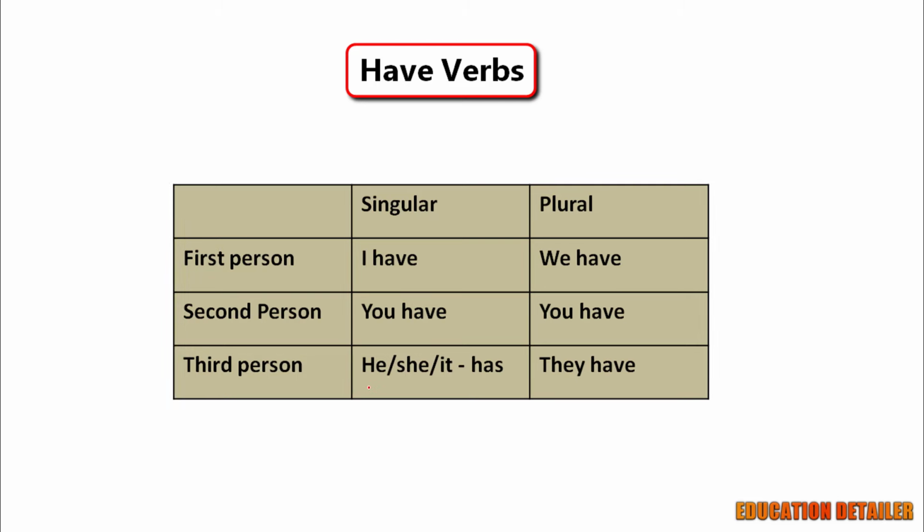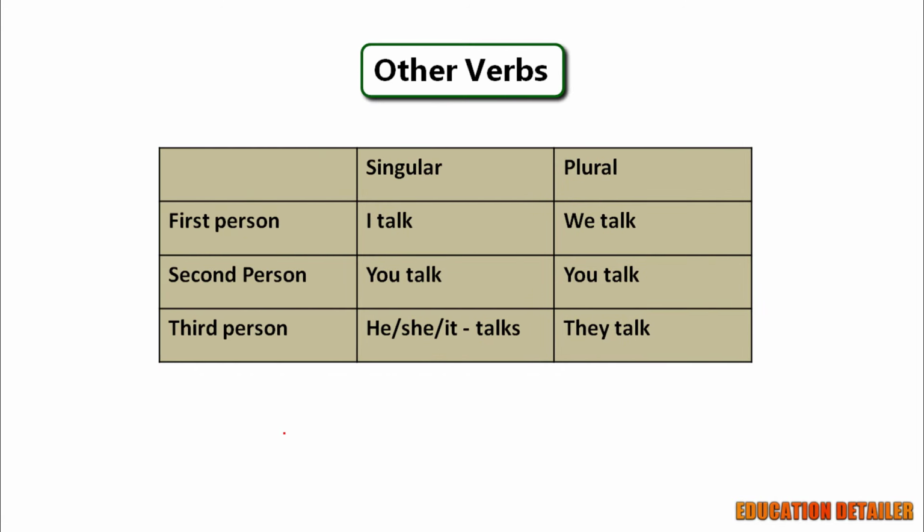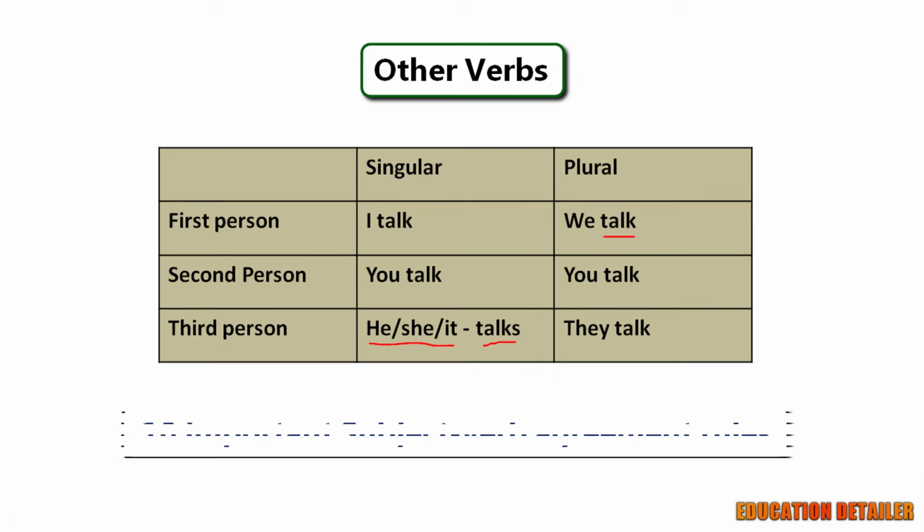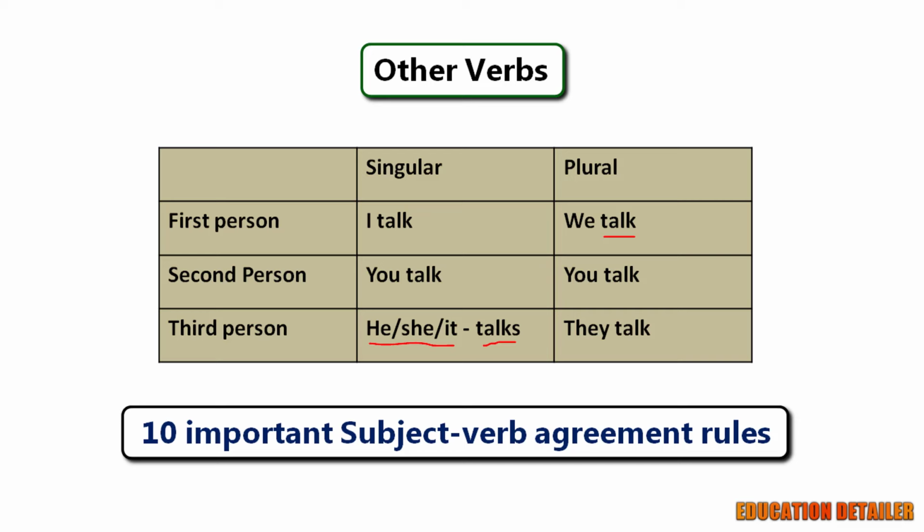Have-verbs. Except the third person singular subjects, we use have with the rest four subjects, whether they are singular or plural. Other verbs. Like have verbs, here also in the third person singular subjects, we use singular verbs, talks, and in the rest four subjects, we use the plural form of the verb, talk. Now, let's study the 10 most important subject-verb agreement rules.